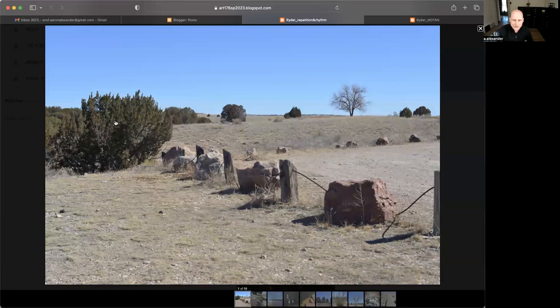Fence posts are pretty much the go-to for students doing this project. I see a lot of fence posts. So that's the go-to when you're looking for that kind of a rhythm.